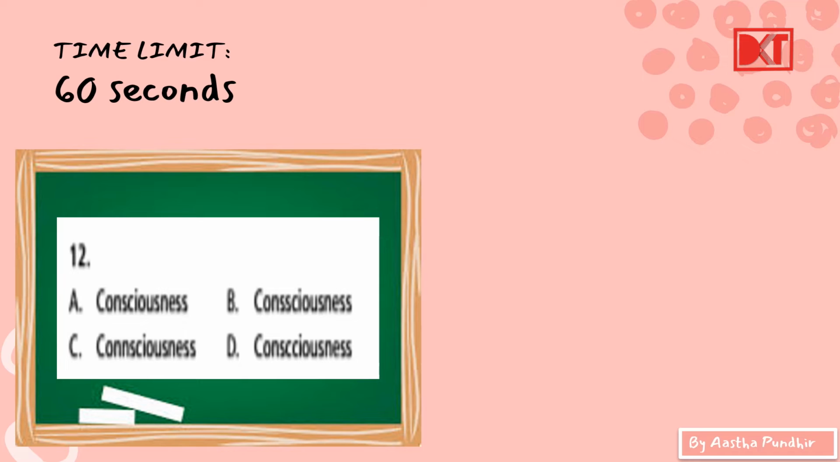Alright, now we have the next word. Here the word is consciousness. You can figure it out, and the correct spelling is here, A: C-O-N-S-C-I-O-U-S-N-E-S-S. Now consciousness means awareness or perception about something, being aware of your surroundings. Alright.